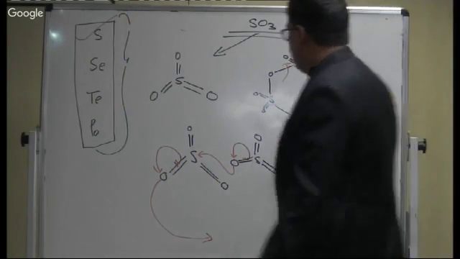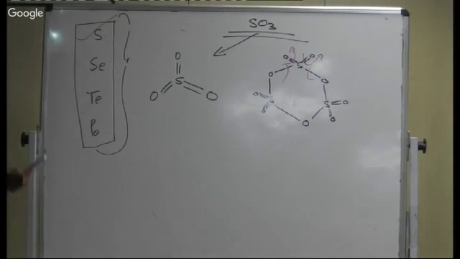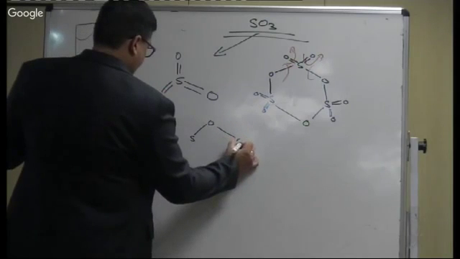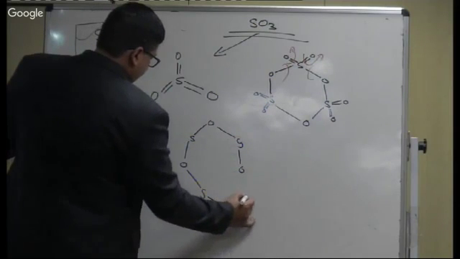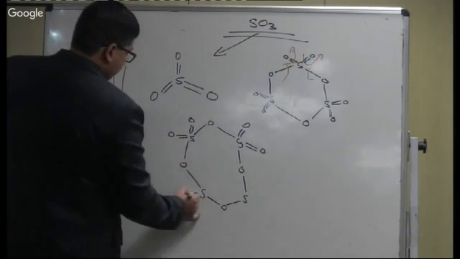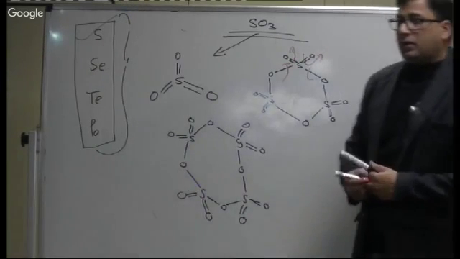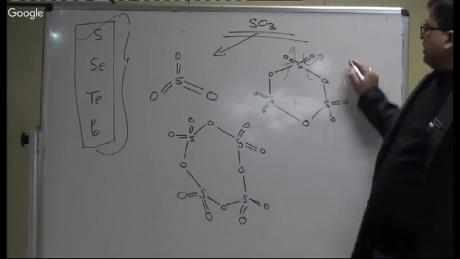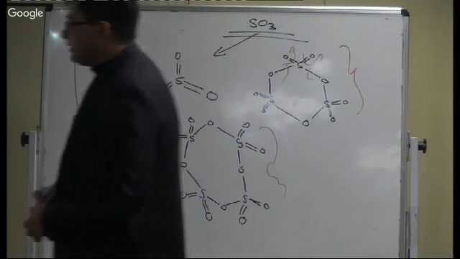Now the second is the tetramolecular model of SO3. In the tetramolecular model, 4 molecules of SO3 combine with each other. So it consists of 4 SO3 molecules: 1, 2, 3, 4. The earlier one consists of 3 monomeric units, and this one consists of 4 monomeric units. Clear?